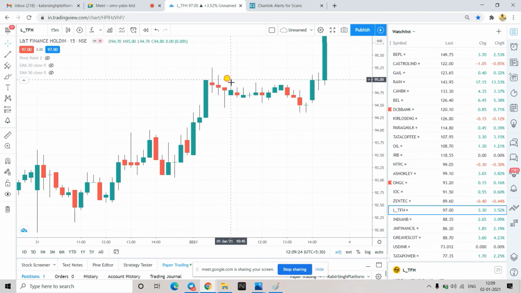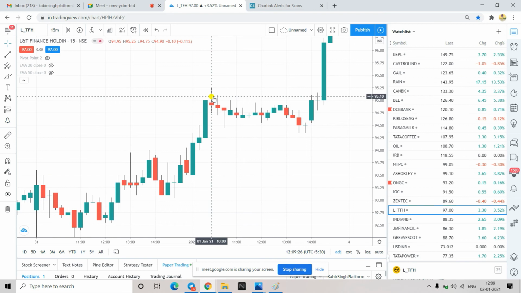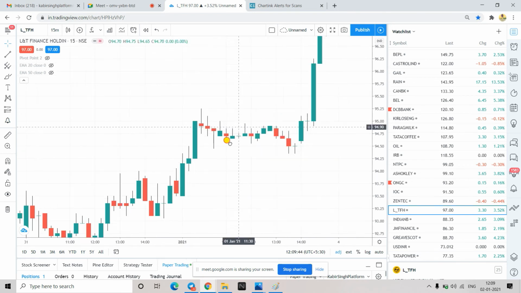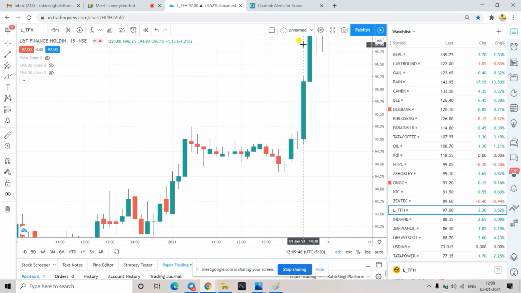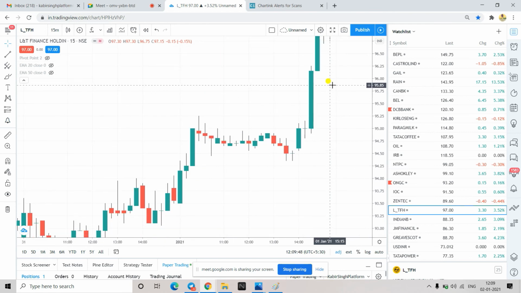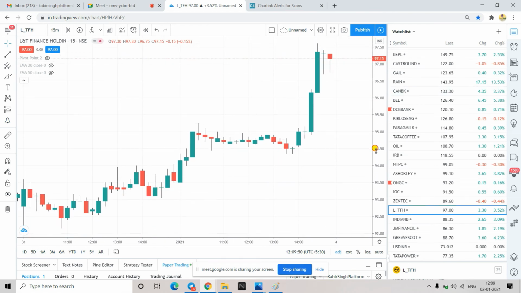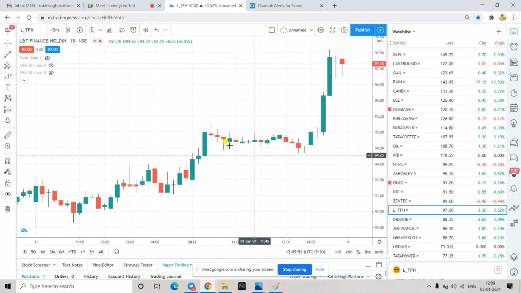What you can do is enter on the high of this candle, which is around 95.25. Whenever it crosses that, you can enter. You got the alert at 10:03, so this is the candle where you got the alert. You can directly place a trigger order at the high of it. Then it went up at the closing, and you would have got a good target. Able to understand what I have just told?